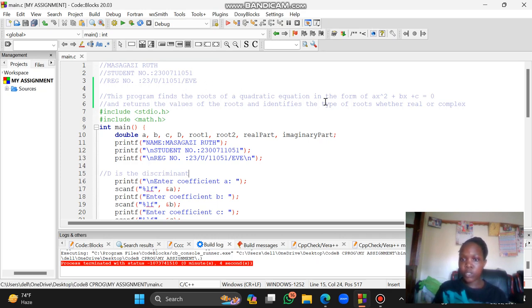I've created a C program that is supposed to find the roots of a quadratic equation in the form ax squared plus bx plus c is equal to 0, and then it is supposed to return the values of the roots and also identify the type of the roots, whether they are real or complex. So let's dive into it.